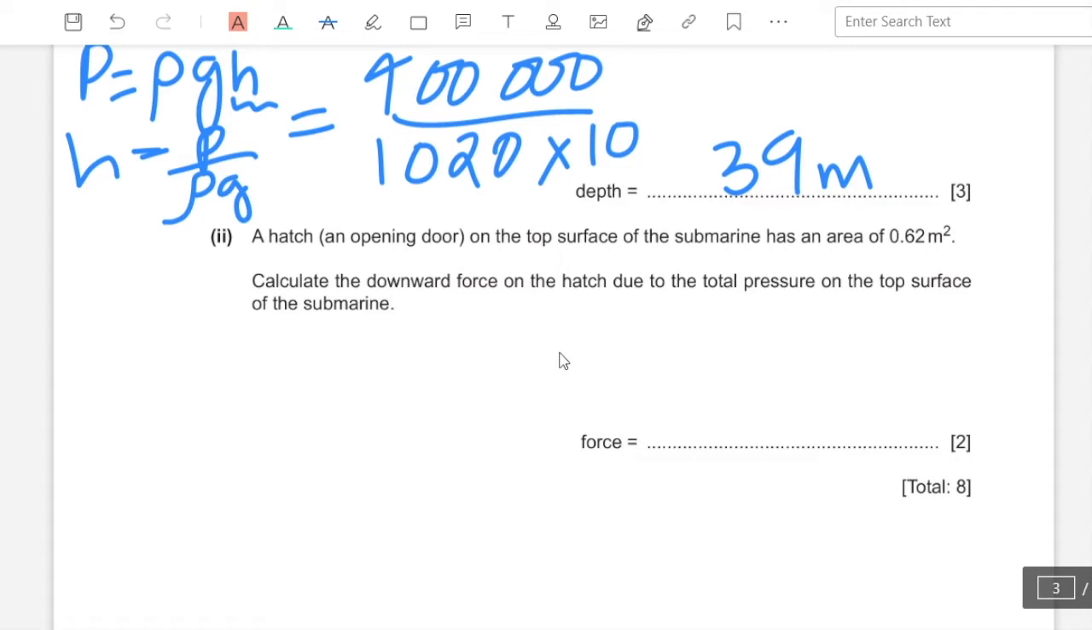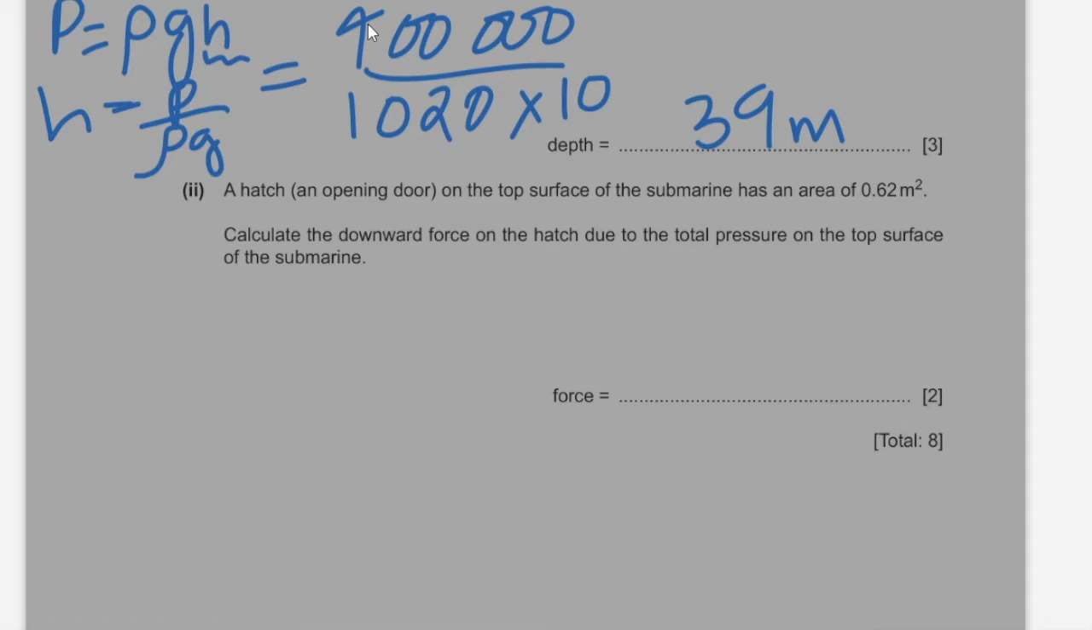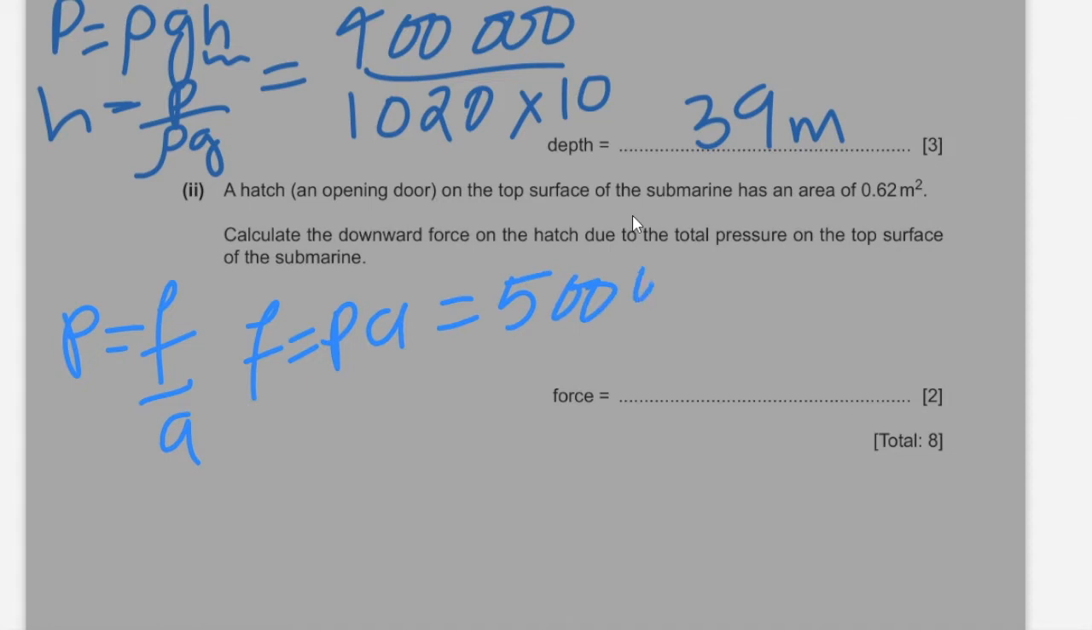2. A hatch on the top surface of the submarine has an area of 0.62 meters square. Calculate the downward force on the hatch due to the total pressure on the top surface of the submarine. So pressure is equal to force upon area, which means force should be equal to pressure into area. And here we're supposed to be calculating the downward force on hatch due to total pressure, which was 500 kilopascals into the area, which is 0.62. And so the force over here is equal to 3.1 into 10 to the power of 4 newtons.